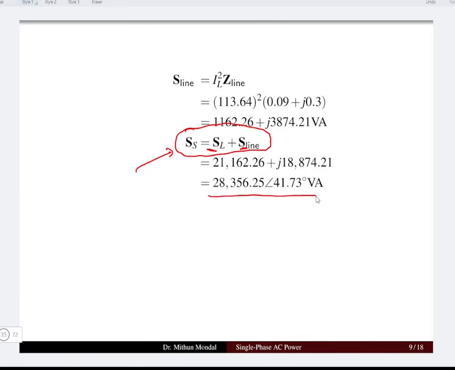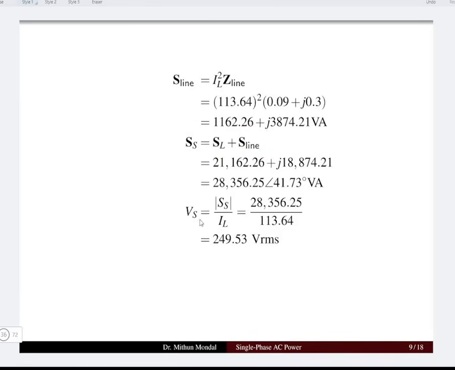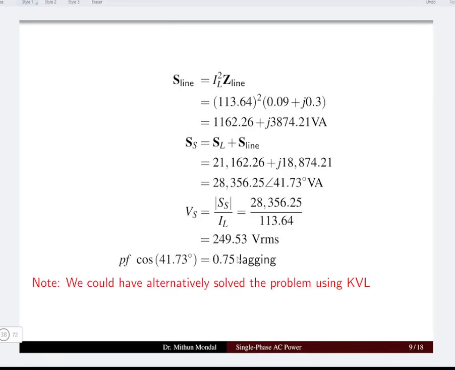So we get 28,356.25 angle 41.73 volt-ampere. The source voltage we can get from the apparent power of the source, which is the magnitude of this complex power divided by the line current, and it comes to 249.53 volts RMS. This is the voltage of the source, and the power factor is the cosine of the angle of the complex power, cos 41.73, which gives 0.75 lagging.